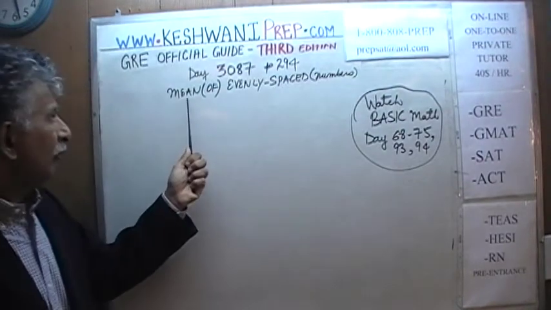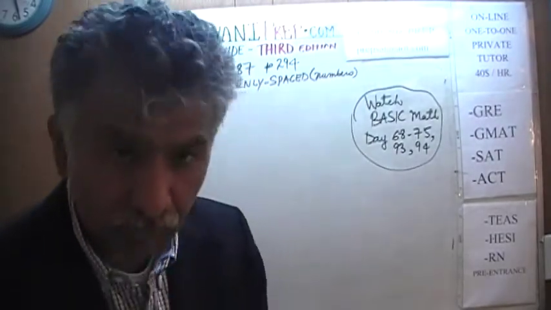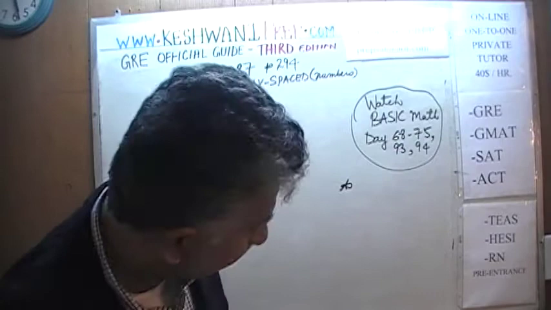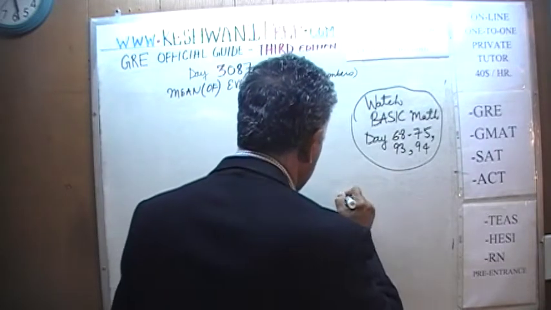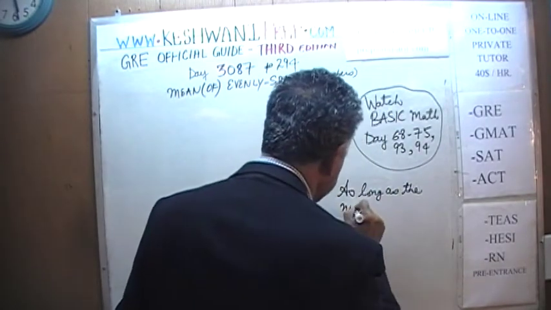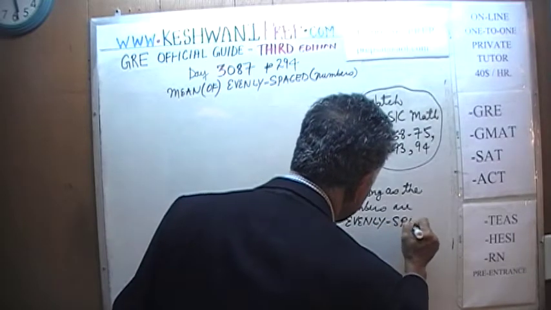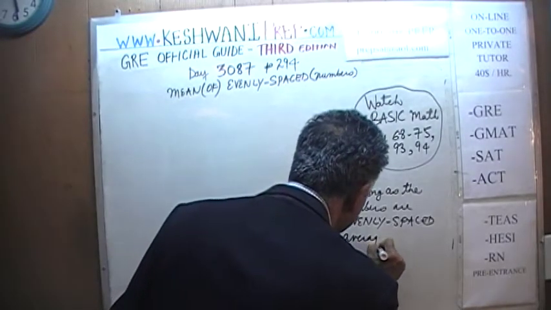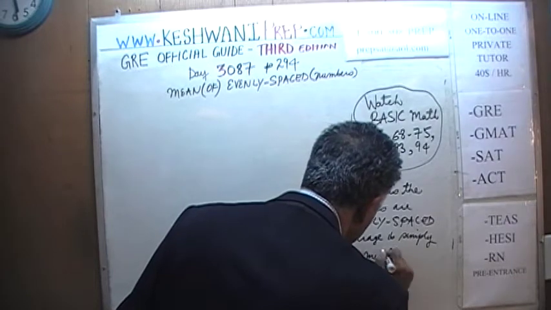Today, we'll talk about how to figure out the mean of evenly spaced numbers very quickly without having to do the work. How do you figure out the mean of evenly spaced numbers? As long as the numbers are evenly spaced, the concept is very simple. The average, the mean, is simply the middle number.